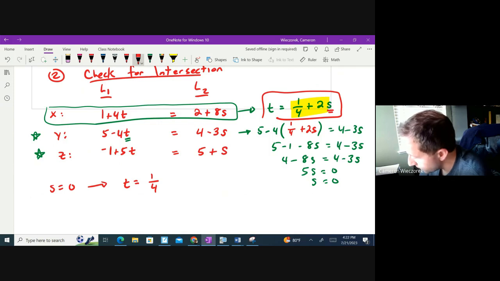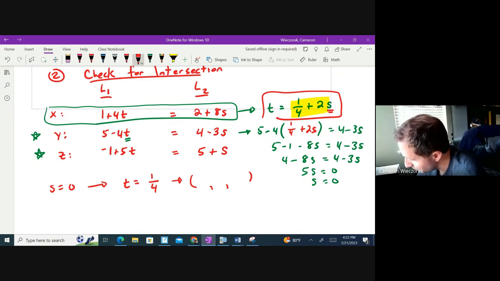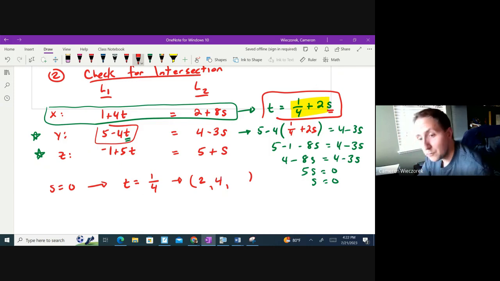And what you'll notice by doing that is the x and y coordinates are going to match, because that's what we just did, we solved for t and s so that x and y are equal. So if we plug back in, if s is 0, we get 2 for x, and if t is 1/4, we also get 2 for x. So far it's a match. If we plug in 0 for s for y, we get 4 minus 0, which is 4. If we plug in 1/4 for t, we get 5 minus 4 times a fourth, which is 5 minus 1, which is 4. So it looks like we're getting ourselves set up for an intersection point. These are where the two lines are going to intersect. All we need to do now is make sure that the z-coordinates also match for line 1 and line 2.